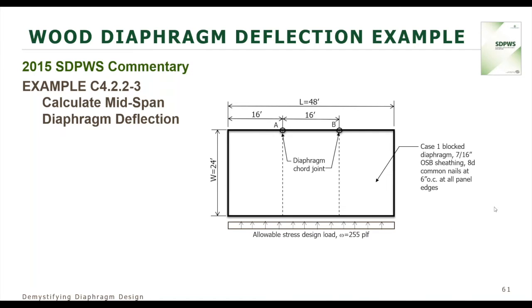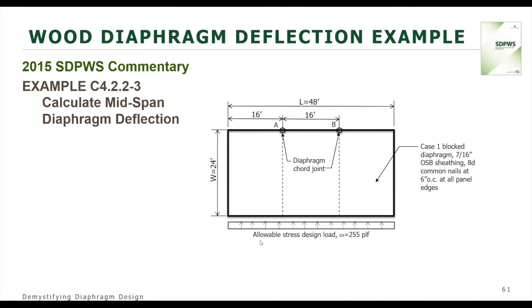We have a rectangular diaphragm that has a length of 48 feet and a depth of 24 feet. The layout of the wood structural panel diaphragm, which is an OSB sheathing of 7/16, is case number 1, which is also a blocked diaphragm. We're going to assume that we have 8 penny common nails at 6 inches on center at all panel edges.